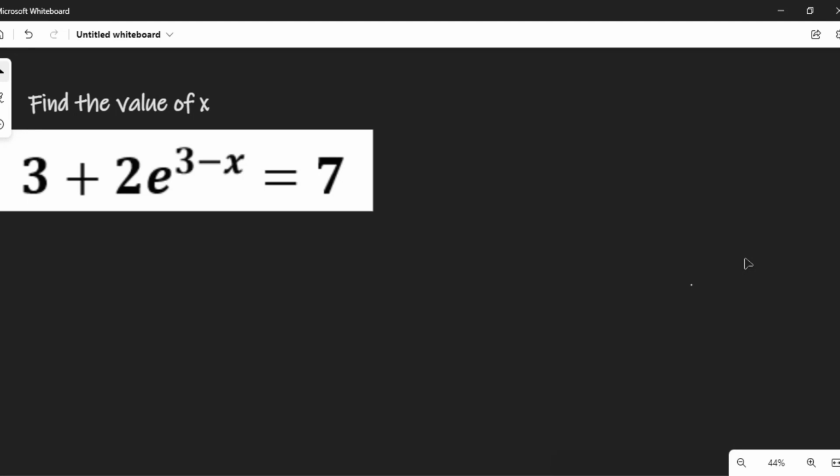What if you're asked to find the value of x in this exponential equation? Guess what? Many will not get this right, but at the end of this video, I want you to take the sample of this solution and use it to solve subsequent questions that are similar to this.